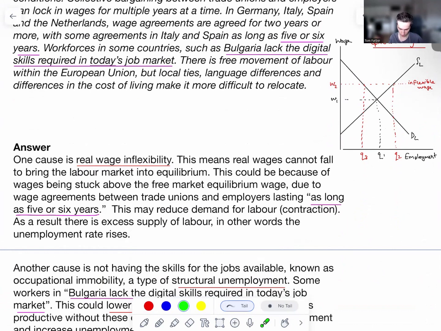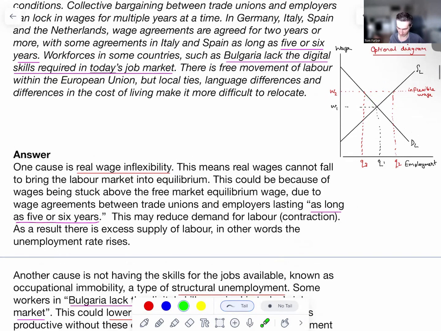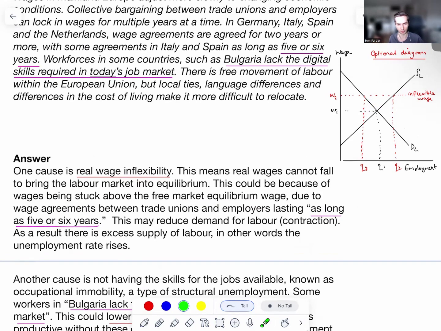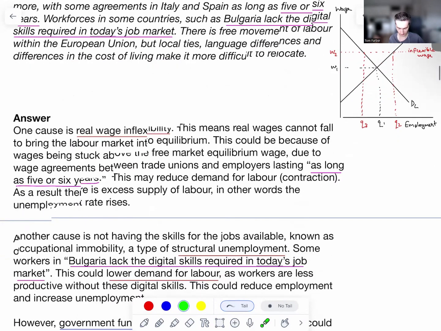And this would be because of wages being stuck above the free market equilibrium wage, just like in our diagram we had earlier, due to wage agreements between trade unions and employers lasting as long as 5 or 6 years. That's our application. This may reduce demand for labour, that's a contraction, in other words, a movement along the demand curve for labour. And as a result, there'll be excess supply of labour. In other words, the unemployment rate rises, supply of labour exceeds demand for labour.